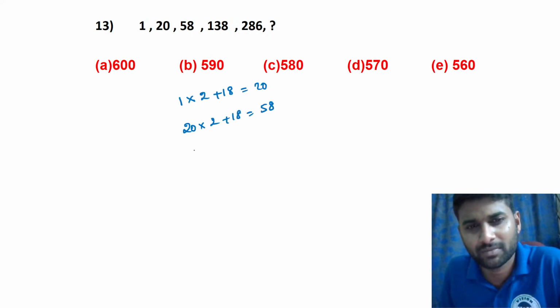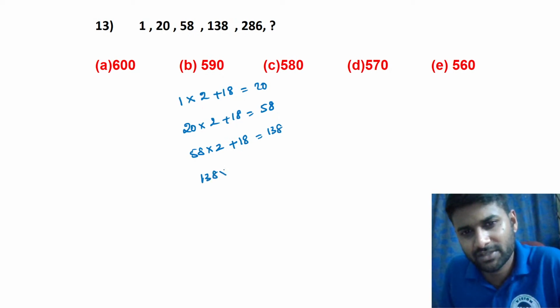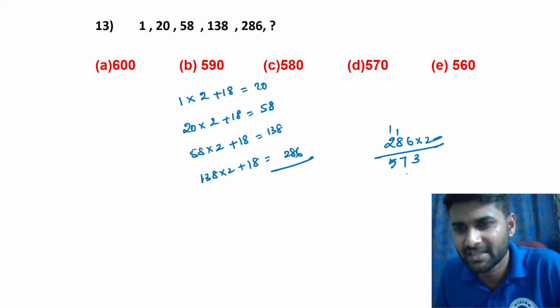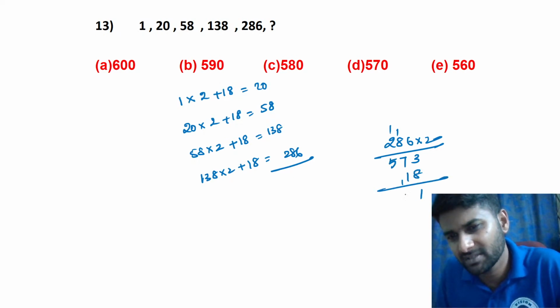So it's a common multiplication and addition number. And 58 multiplied by 2 plus 18 becomes 138. 138 into 2 plus 18 is equal to 286. The final answer: 286 multiplied by 2 is 572, plus 18 is 590.